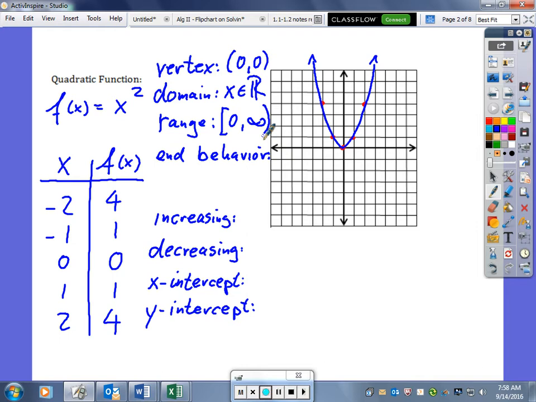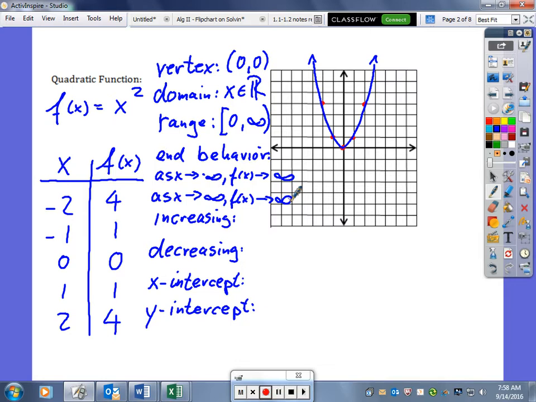The end behavior: as x goes to negative infinity, in other words on the left, f of x goes to positive infinity, in other words it goes up, and as x goes to positive infinity, so towards the right, f of x also goes to positive infinity. It goes up on both ends.